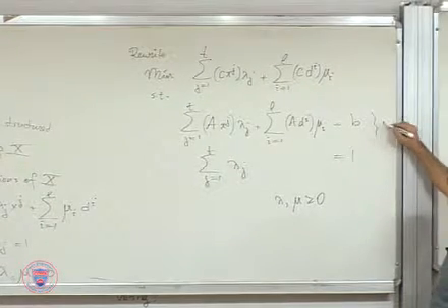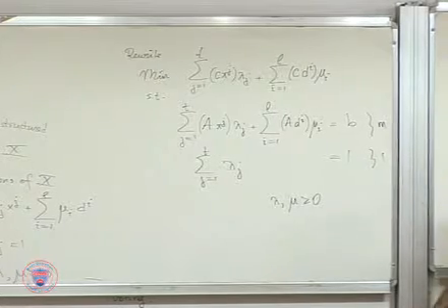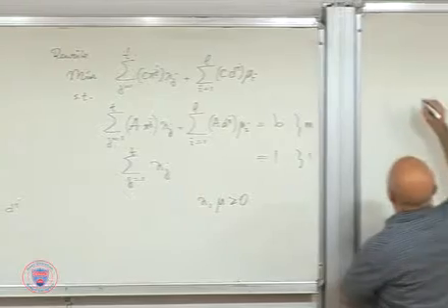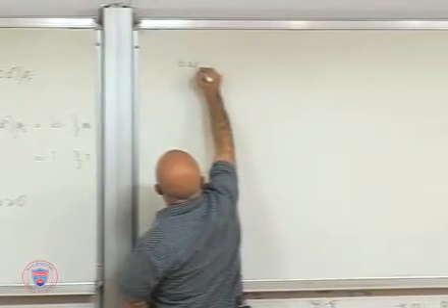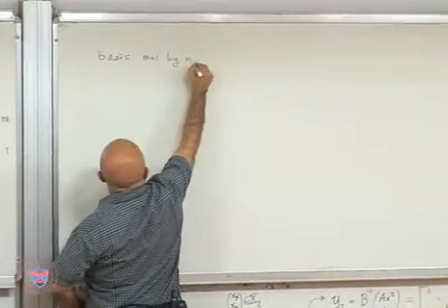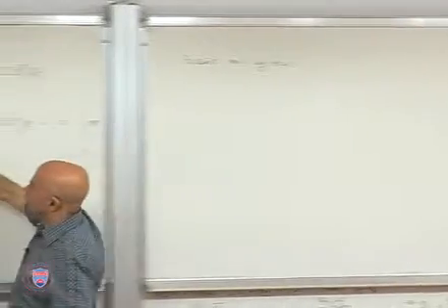How many here? M. How many? 1. So again, you needed m plus 1 basis. This is the master problem, by the way.